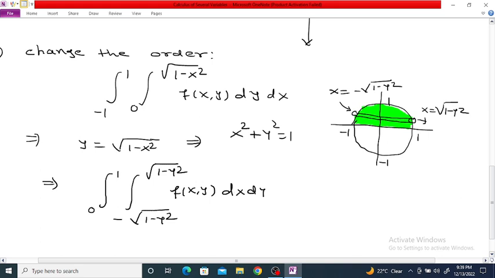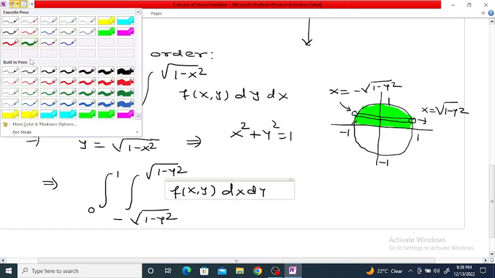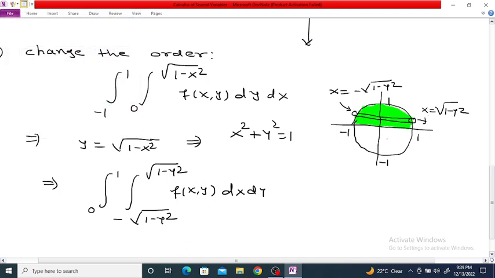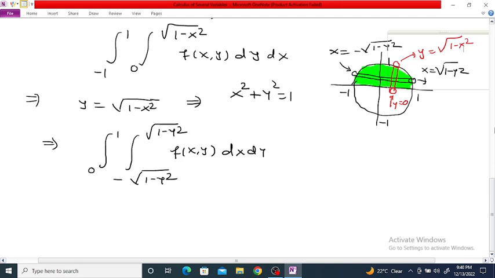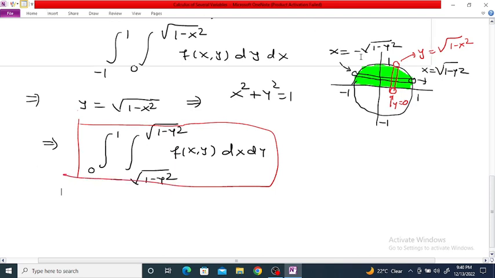This is the semicircle. Our original strip is this one; it enters at y equal to 0 and leaves at y equal to square root of 1 minus x square. So this is the answer here. Now example number 4.